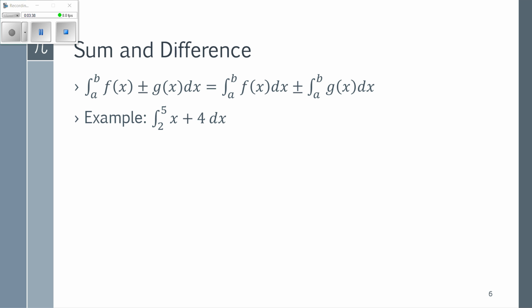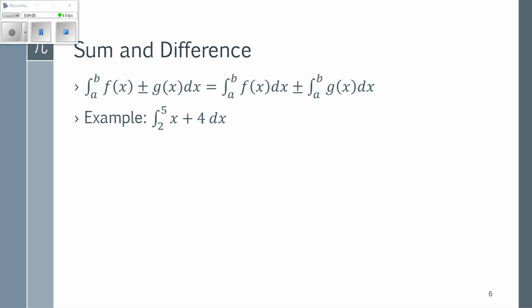The sum and difference, just like the sum and difference with limits, just like the sum and difference with derivatives, because this is based on being a limit. And it just says if I'm adding or subtracting in the integrand, I can split it up and do the integral of each piece and add, subtract all of those integrals. This is one that we almost always are thinking of subconsciously, much like the constant multiple.